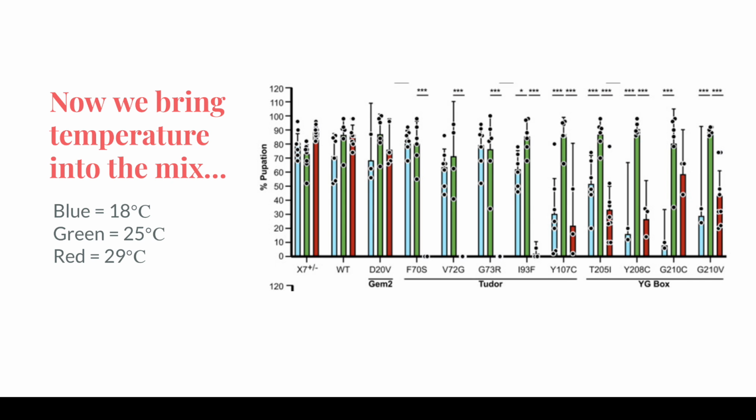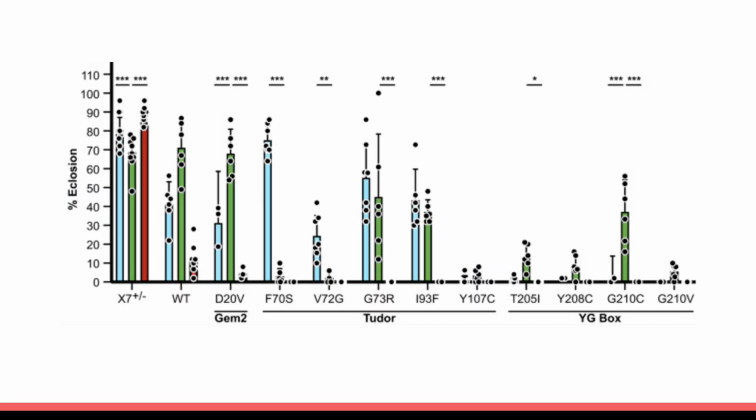So as we can see, the ones with mutations in the tutor domain have barely any red, meaning that essentially none of the flies raised at 29 degrees, which is a higher temperature, survive to become pupa. We see red everywhere else on the graph. So that shows that raising the temperature doesn't have as dramatic of an impact on the survival of flies with mutations in other regions of the gene.